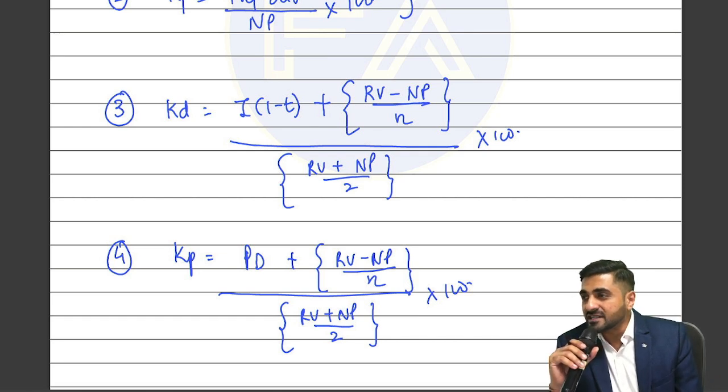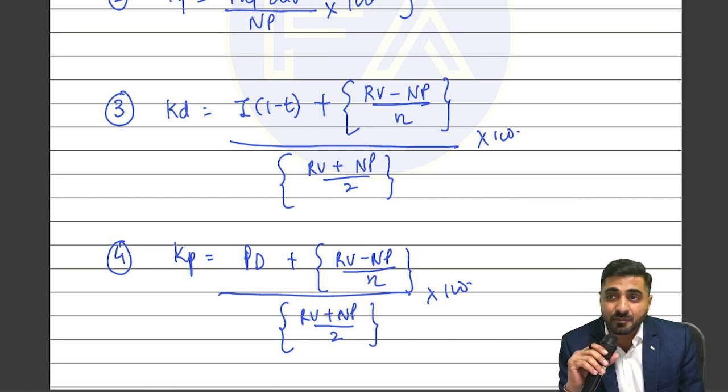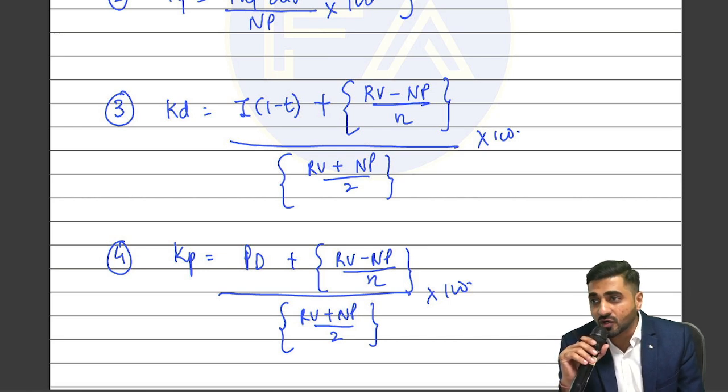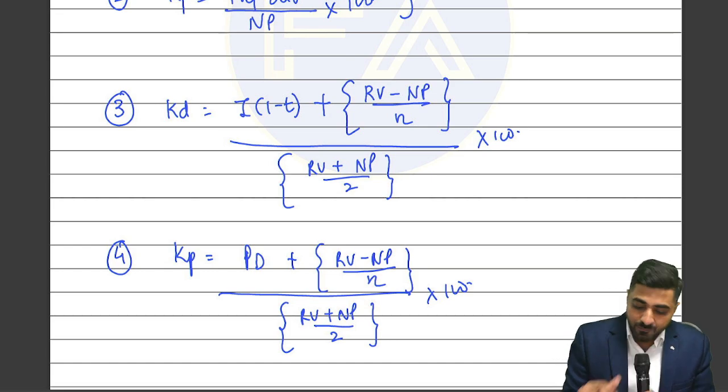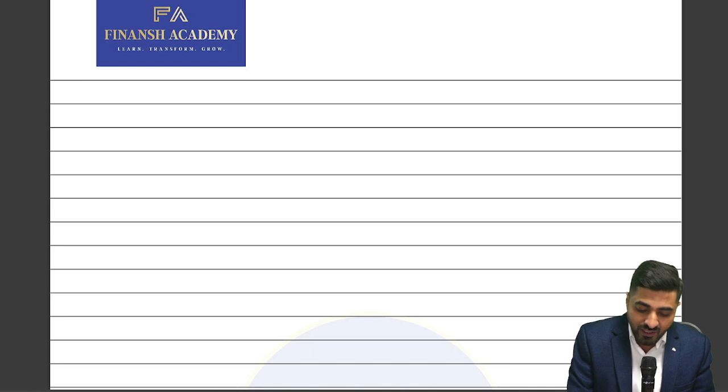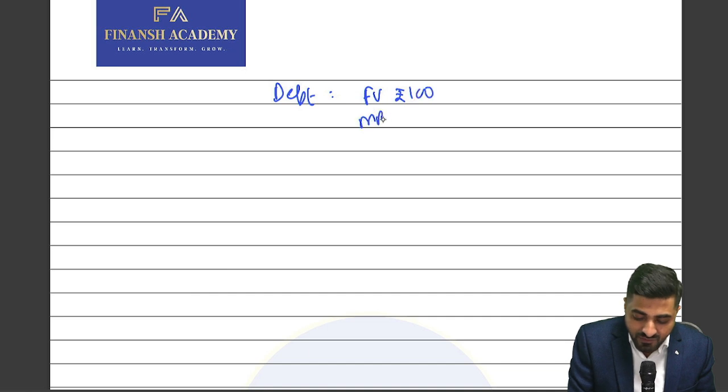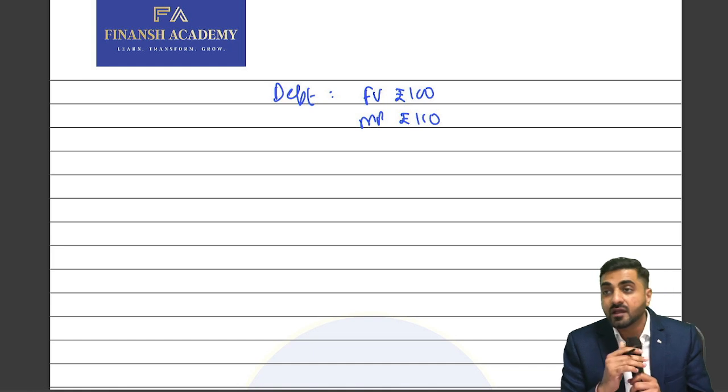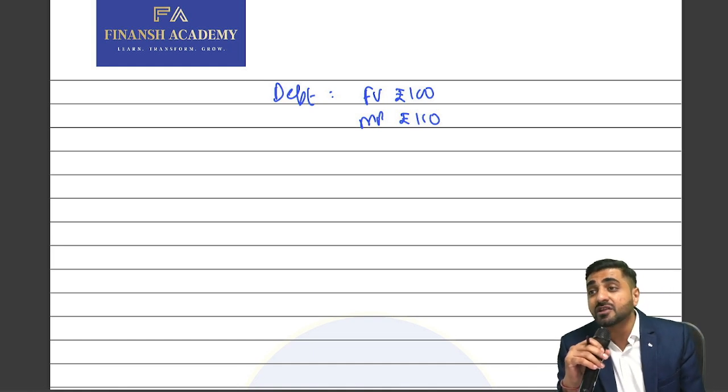In place of net proceeds, they will always give you what? Market prices. Can I say we can replace the net proceeds by the market price of the investment given? Come on, yes or no? Yes, sir. Suppose I tell you that there is one debenture whose face value is 100 and the market price of the debenture is 110. So then this new debenture will be issued at what, beta? Will it be issued at 100 or at 110?